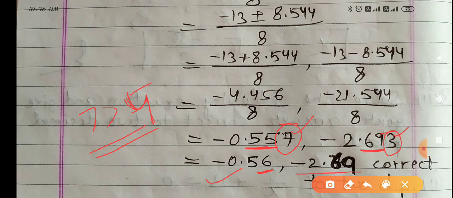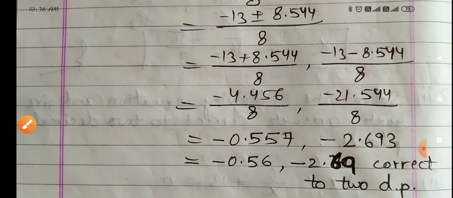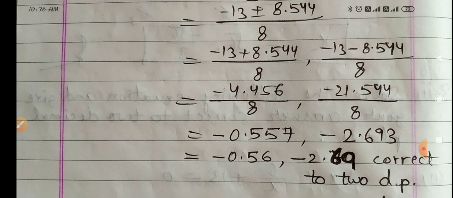Minus 2.69, up to 2 decimal places I have given the answer. After the decimal, the 2 digits 69 I have put in the same way. I did not increase the second digit after the decimal. So these are the final answers, minus 0.56 and minus 2.69. Like this you can find the answer up to 2 decimal places, and I have written here, you can see, correct to 2 dp. dp means decimal places. So you will also write this if such a type of question comes.